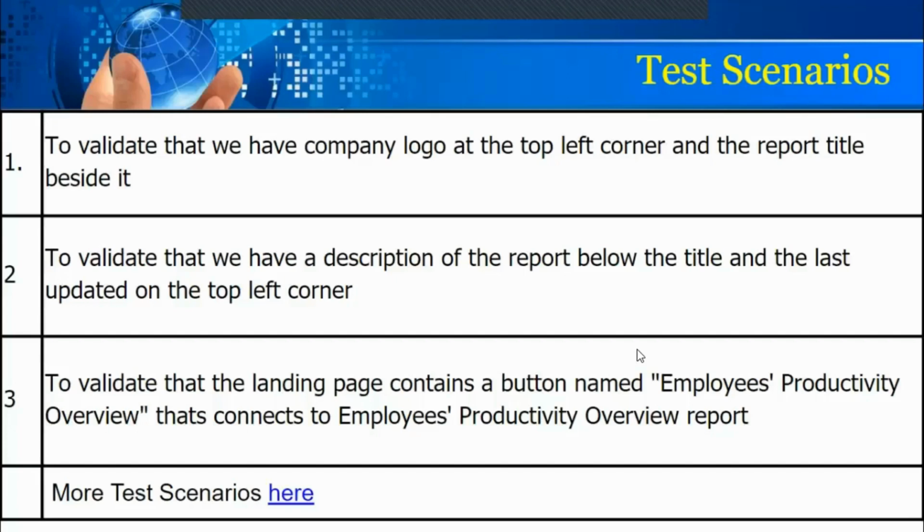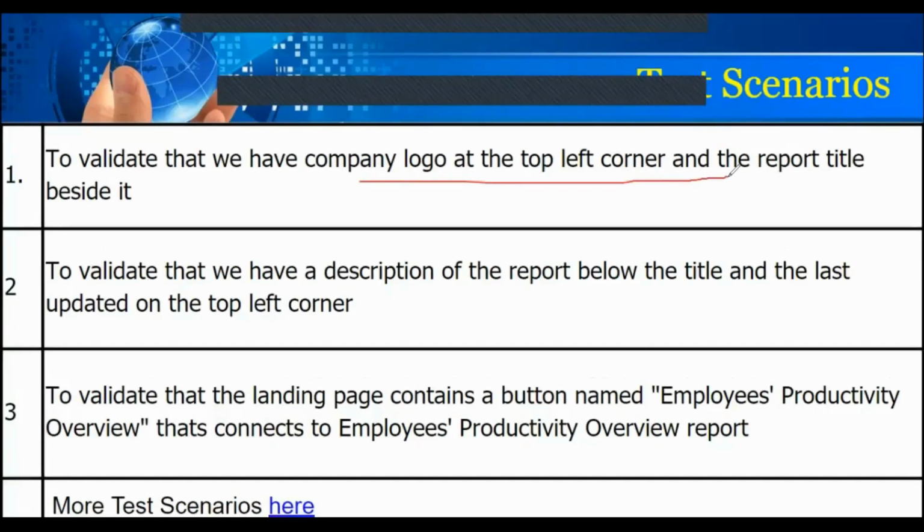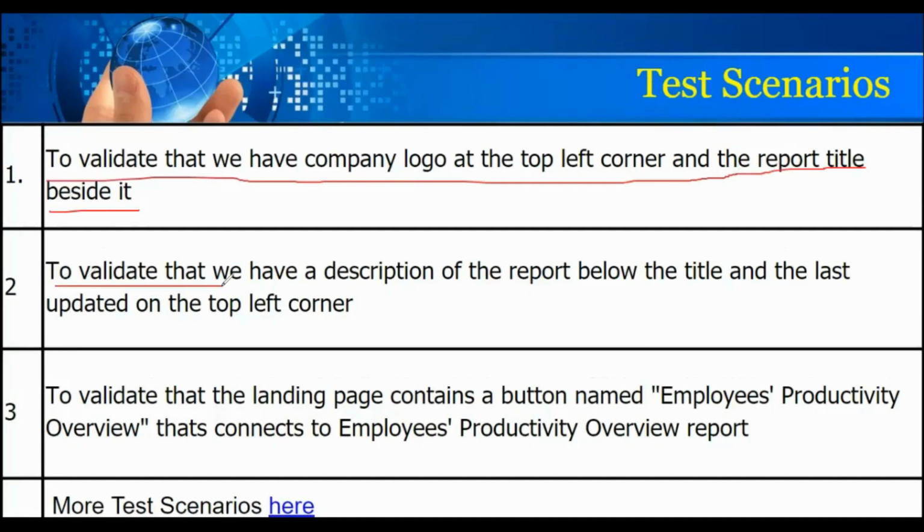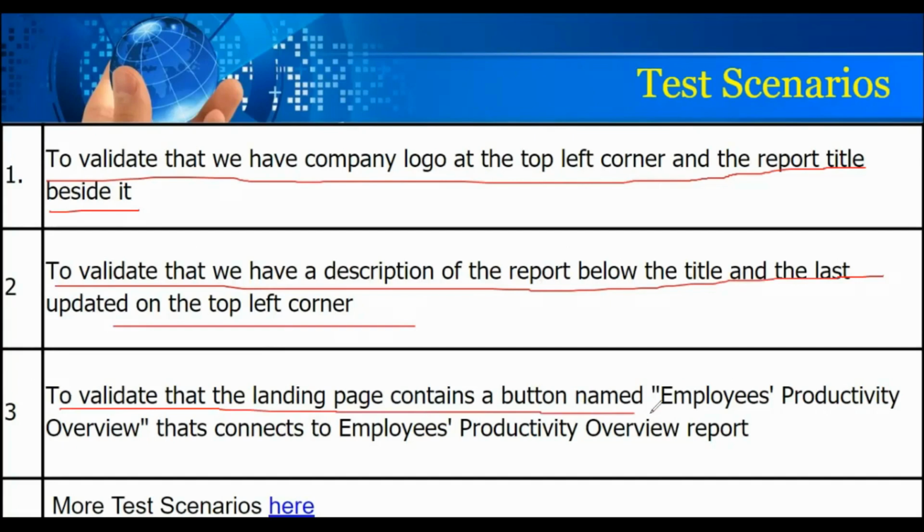And what are some of the test scenarios? So the test scenarios just outline what needs to be tested. In our case, they're just echoing what the requirements were. So like here we have to validate data, the test scenario is to validate that we have the company logo at the top left corner and the report title beside it. Then to validate data, we have a description of the report below the title and the last updated on the top left corner. Then to validate data, the landing page contains a button named Employee Productivity Overview that connects to Employees Productivity Report.